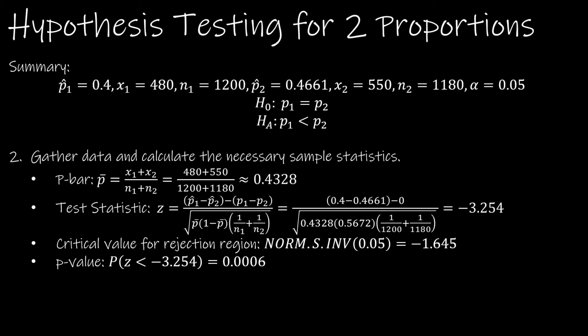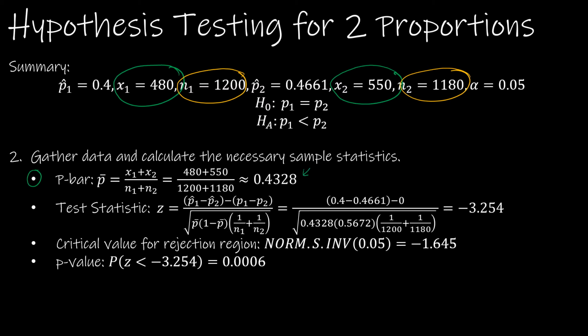Again, this step is really all about using your calculator or using Excel. I encourage you not to try to do a lot of this by hand, just because, again, it's easy to make a mistake. So the first thing we need to find is P bar. That's that new thing that we haven't done before. So P bar is just taking x1 plus x2 and then dividing it by n1 plus n2. And so essentially it's saying, what is the percent success total? So what is the proportion of success for both samples put together?